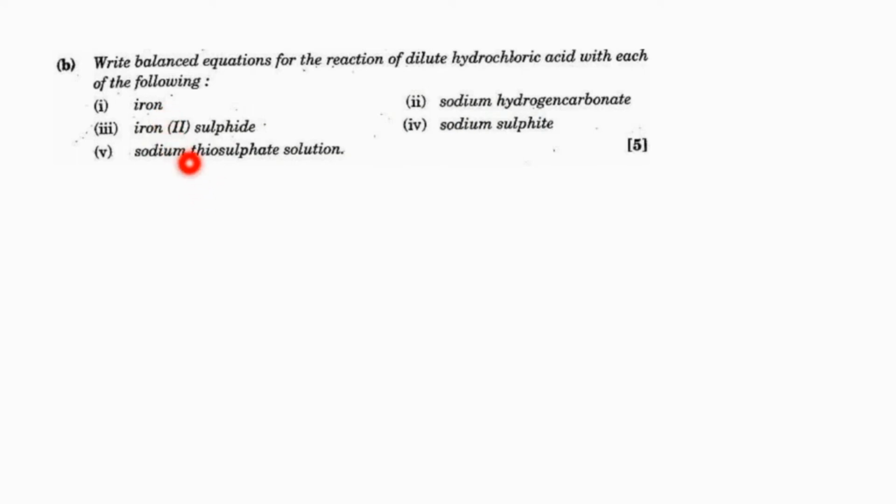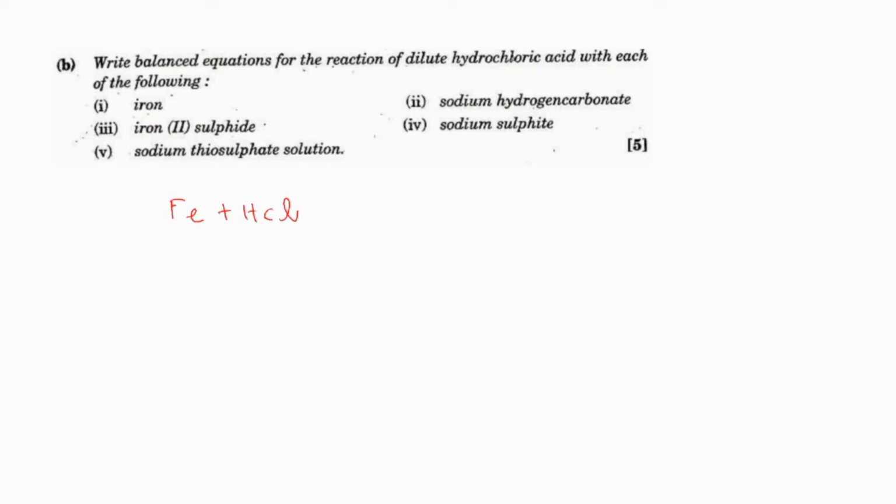So in order to answer all these questions, you will have to go through that also. Okay, you will be knowing that. Read and find out. Write balanced equation for the reaction of dilute hydrochloric acid with each of the following. Write and see iron and hydrochloric acid reaction.